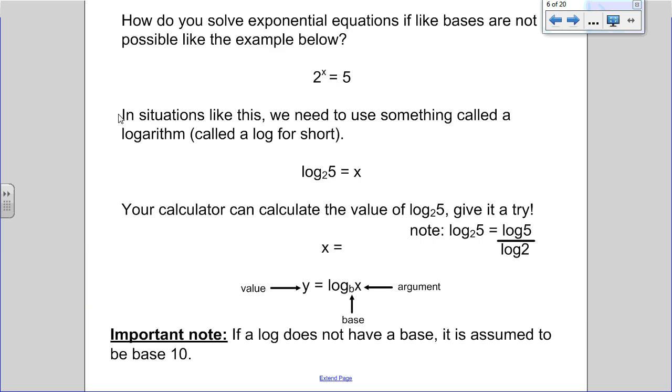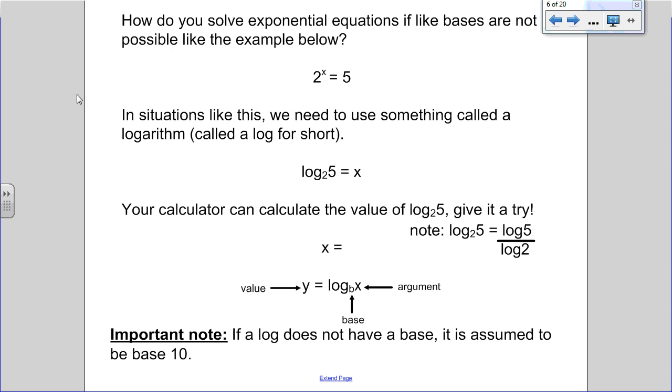Sometimes you can't do like bases. For instance, look at this thing. You have 2 to the power of x equals 5. I can't change either of those to be like base. I'm not going to change 2 to become a 5. I'm not going to change 5 to become 2. There's no way to rewrite those to be the same base. And I'm going to have a really hard time estimating what x actually equals. I could probably guesstimate a little bit.